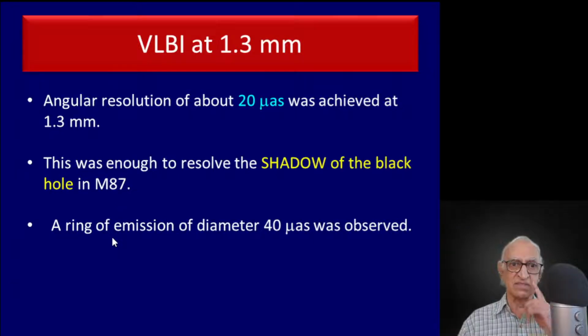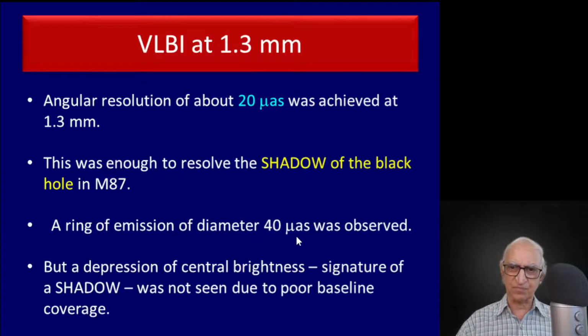Now, they observed this in 2015, and a ring of emission of diameter of 40 microarcsecond was observed. So they observed a ring of radiation, presumably an image of the black hole, whatever was radiating around the black hole. But your angular resolution was only 20 microarcsecond, and therefore you couldn't very well resolve the features in this ring. But that ring clearly showed a depression in the center. It seemed like a hollow ring, like a donut. And that was a signature of a shadow.